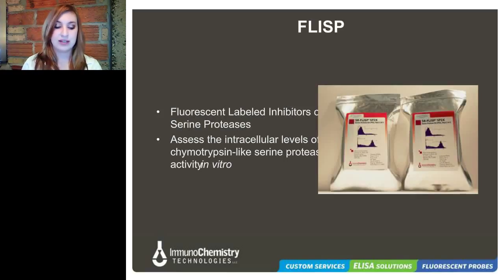So now I'd like to go ahead and cover the final product of our presentation today, which is our FLISP product line. Now, FLISP reagents, or fluorescent labeled inhibitors of serine proteases, are cell-permeant fluorescent inhibitor probes used to quantitate serine protease activity in cultured cells. Our FLISP assays are available with green or red probes.